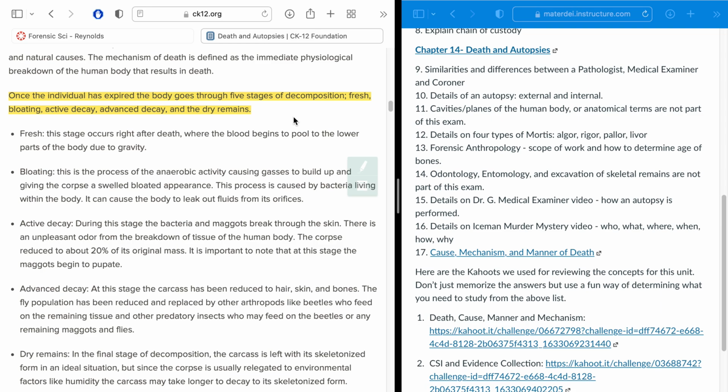So when we die, that bacteria can make the body swell up to twice its size. And then it's going to crack the skin open. Gases are going to be released. It's a pretty bad smell and stuff.